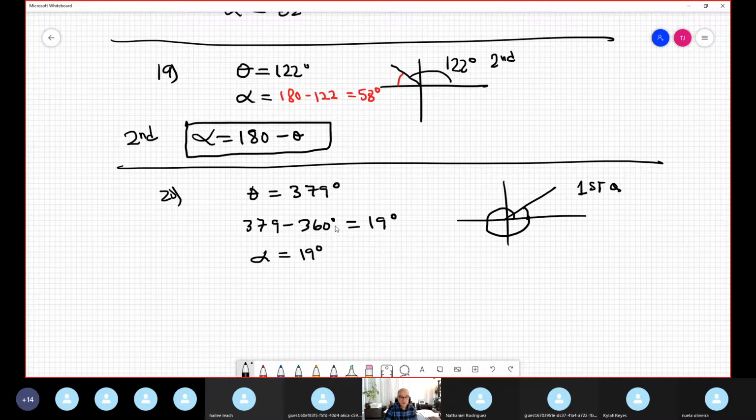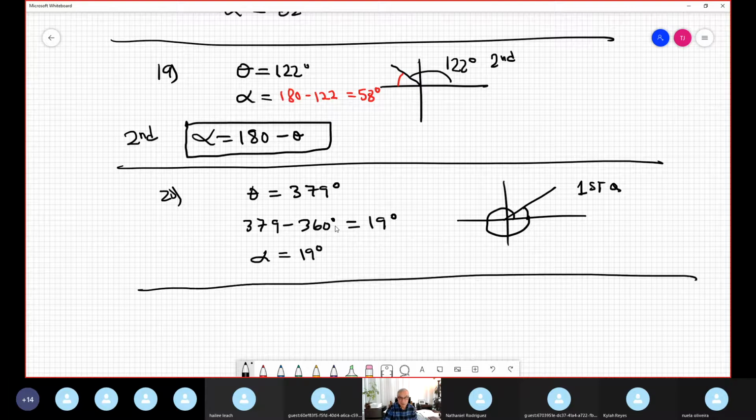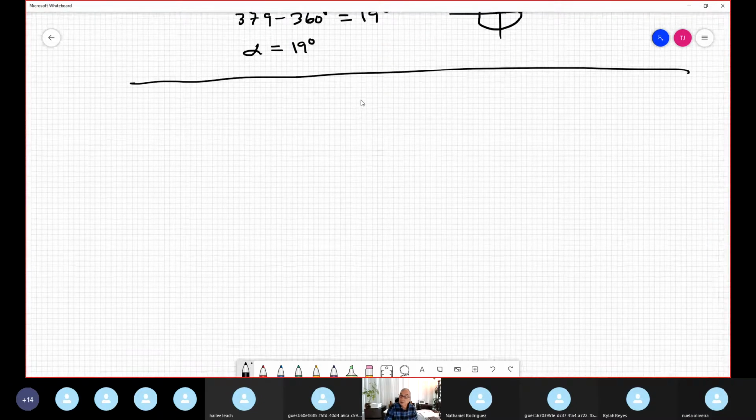Okay, in this case, it's similar to 18 but of course you're using coterminal angle, coterminal. So you're subtracting 360 or either way. You follow me? Yes, Professor.